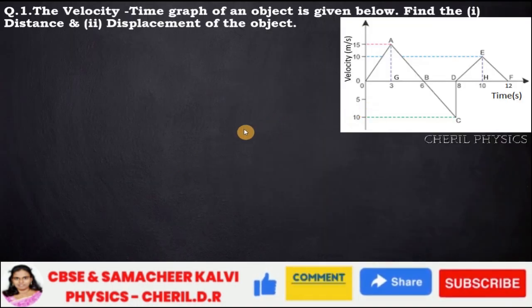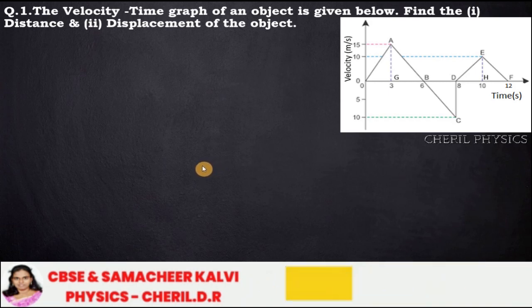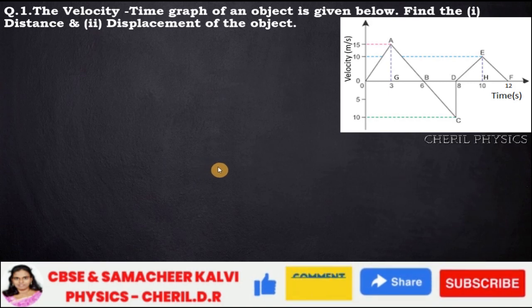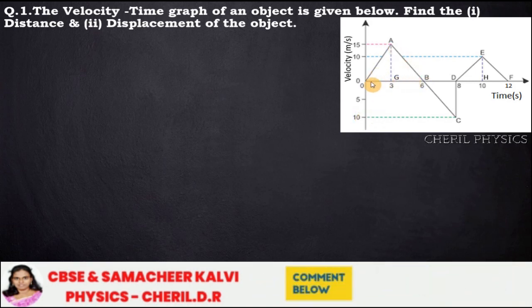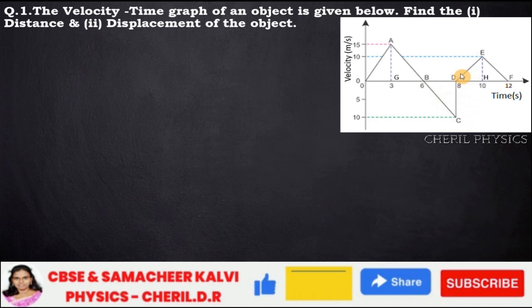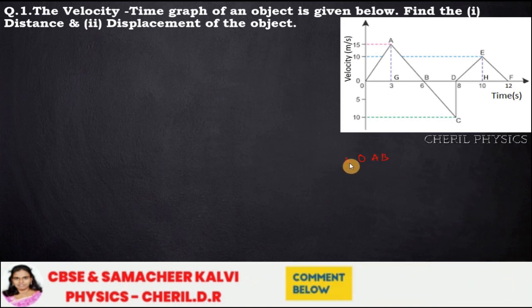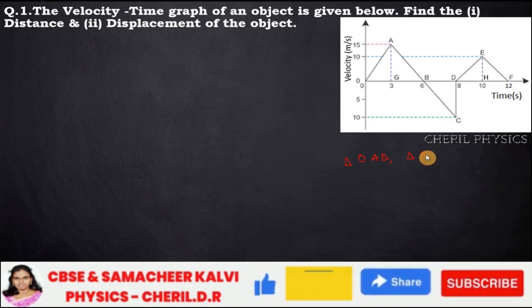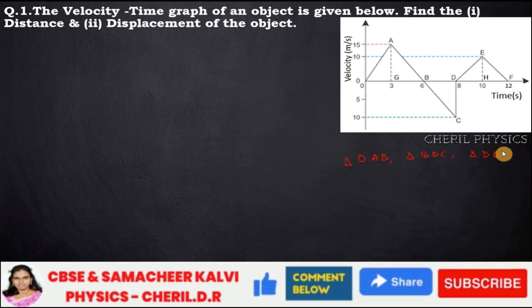Now we will get into one numerical in this video relating to this. Here you are given the velocity time graph of an object, and you are asked to find the distance and the displacement. Here you have one rectangle, another rectangle, three shapes in all. So I can say you have triangle OAB, triangle BCD, and triangle DEF.